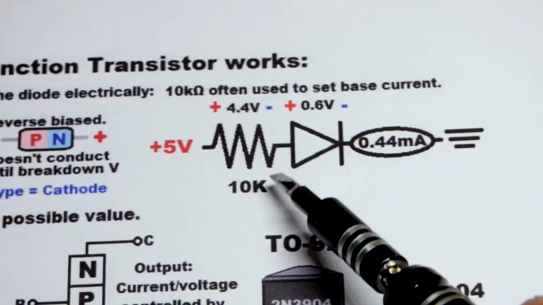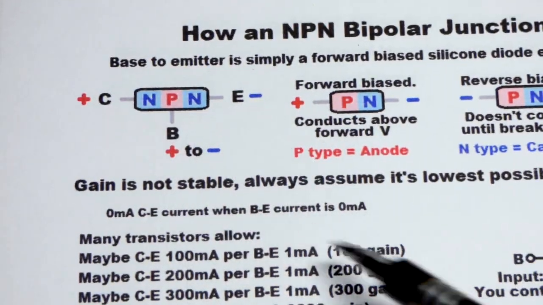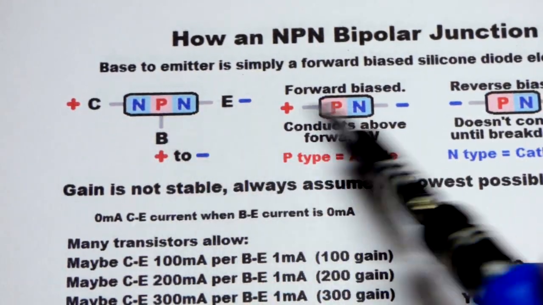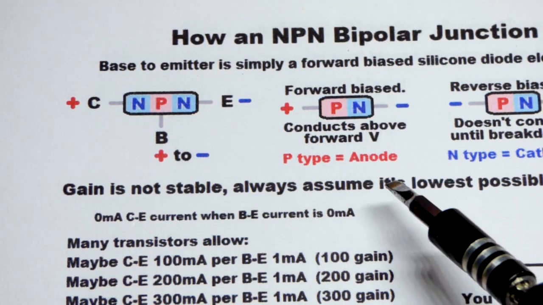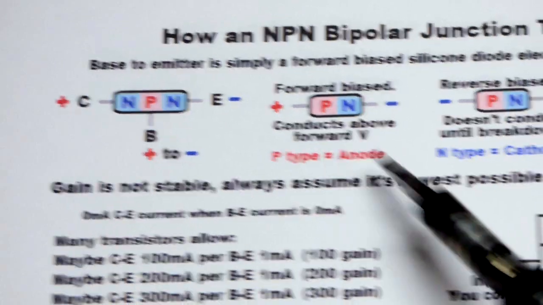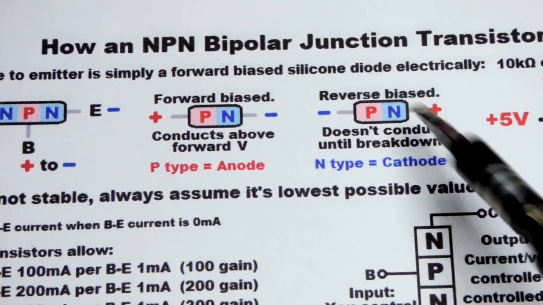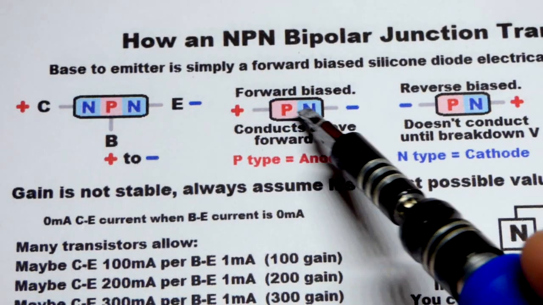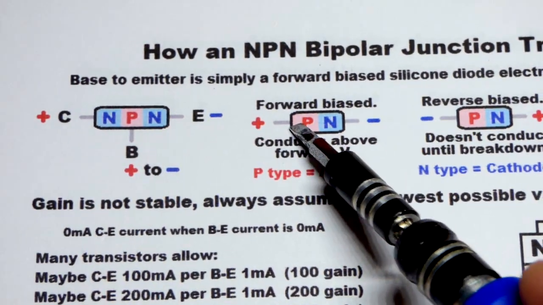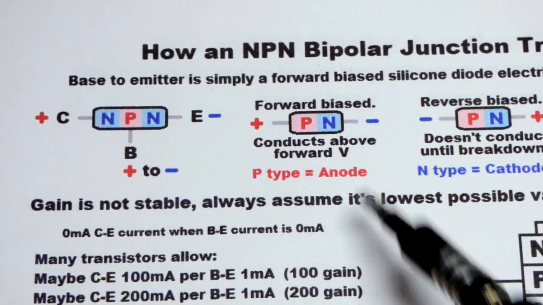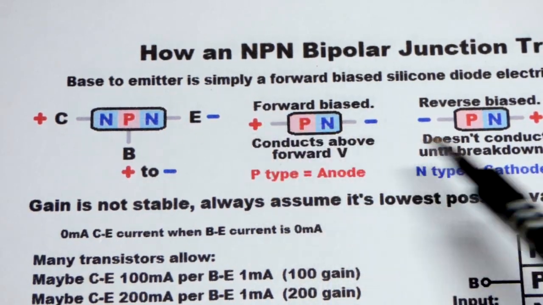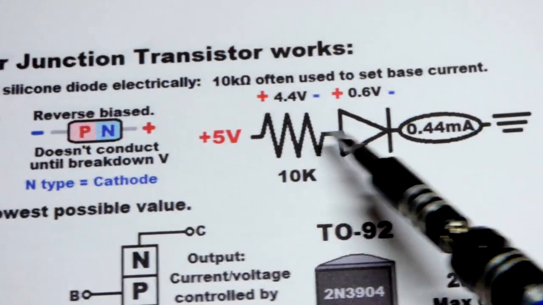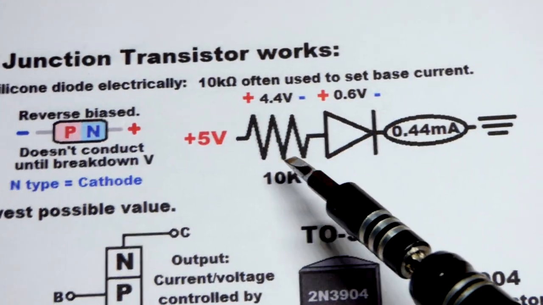If you know how to power a diode, you know how to power the base to emitter. So it is a forward bias diode. When you learn about diodes, you learn about p-type material and n-type material. P-type material you call the anode, and n-type material you call the cathode for a diode. When the anode is more positive and the cathode more negative, a voltage difference of about 0.6 volts or so, current will start conducting. And you've got to limit that current, usually with a resistor.